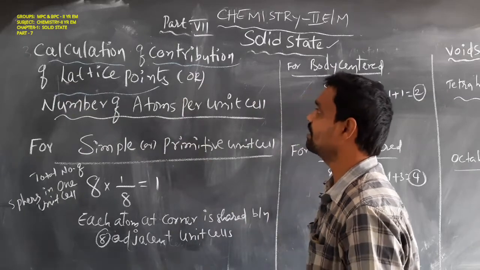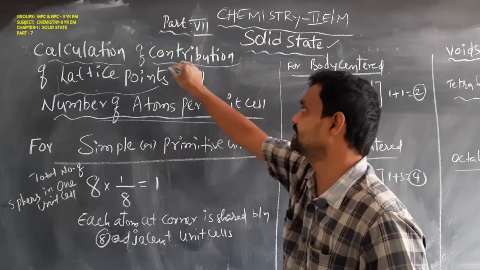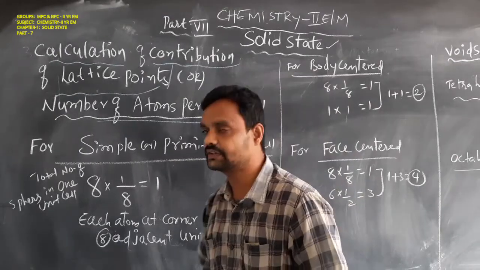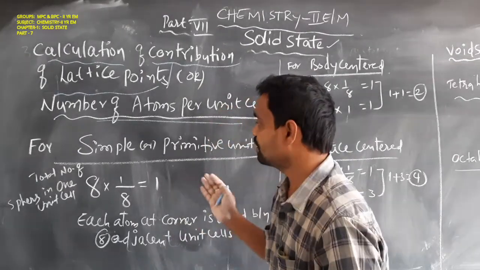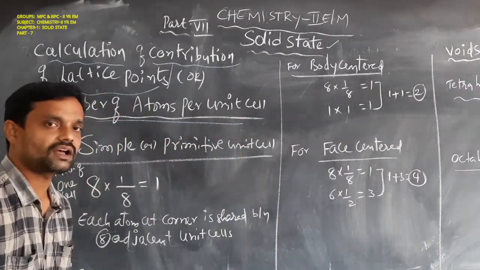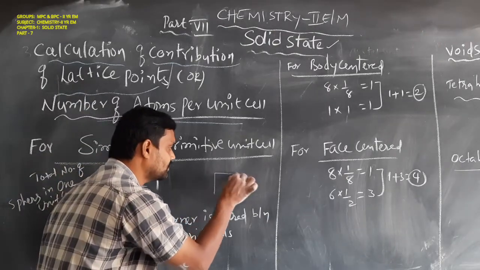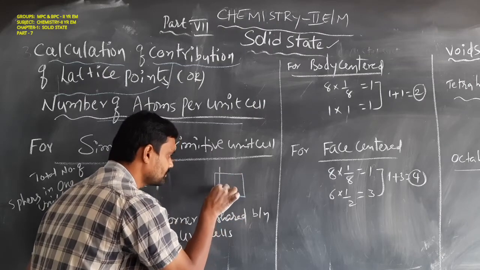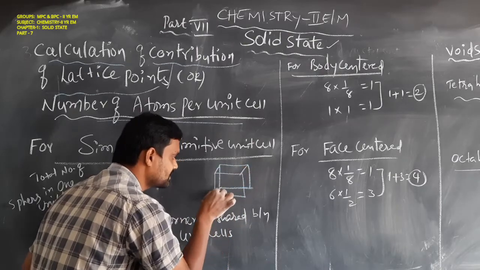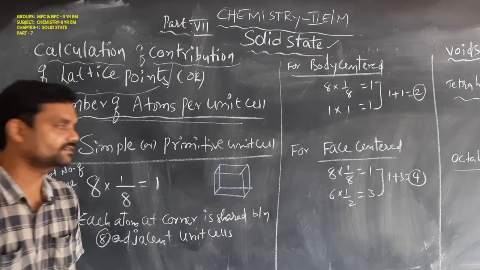What is that? Calculation of contribution of lattice points, or number of atoms per unit cell. Contribution of lattice points is nothing but the number of atoms per unit cell. So we discuss them one by one. First one is the simple or primitive unit cell. We already know a simple or primitive unit cell is just like a cube. So this is the simple or primitive unit cell.